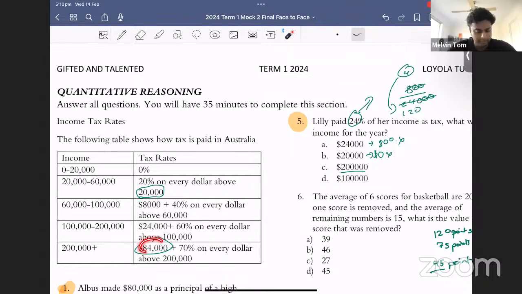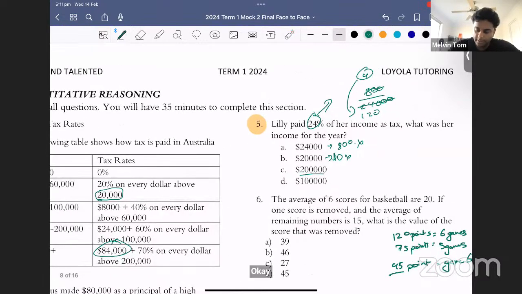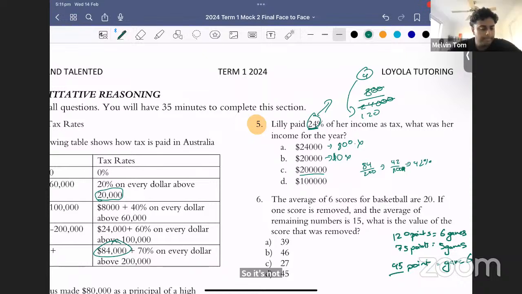So just read the table. 84,000. Yeah. So 84,000 of 200,000 is the same as 84 over 200, which is 42 over 100, which is 42%. Do you understand? Oh, now I understand. So it's not 24%, is it?